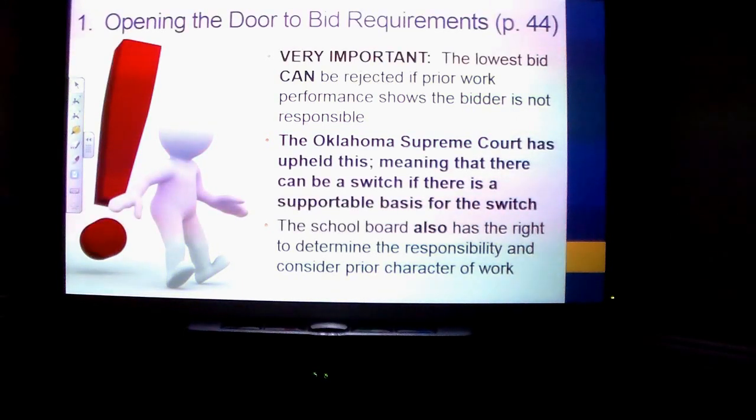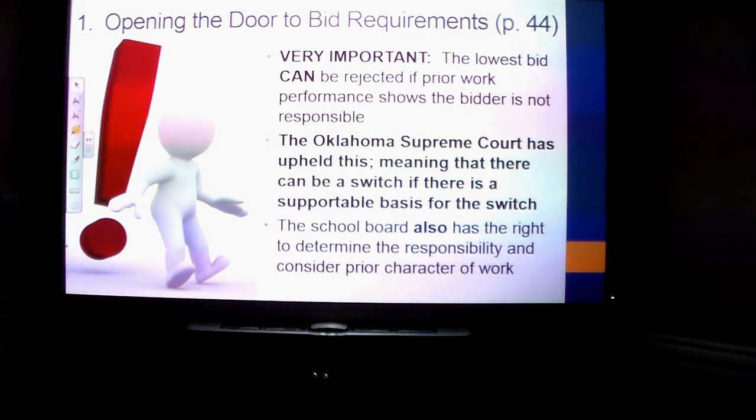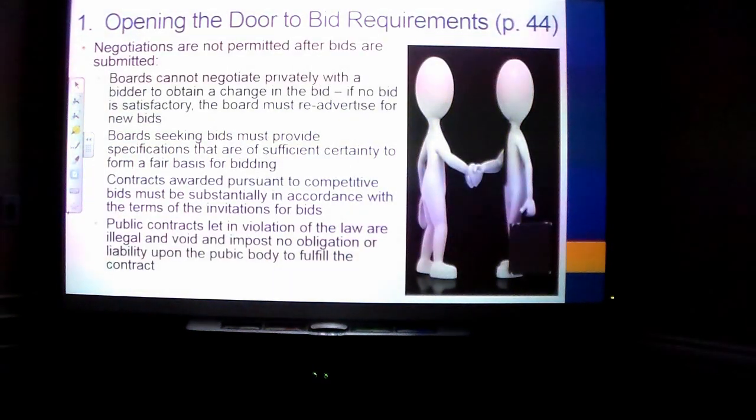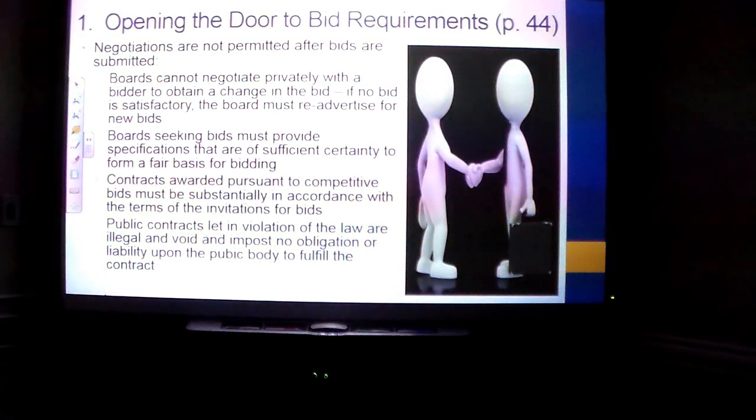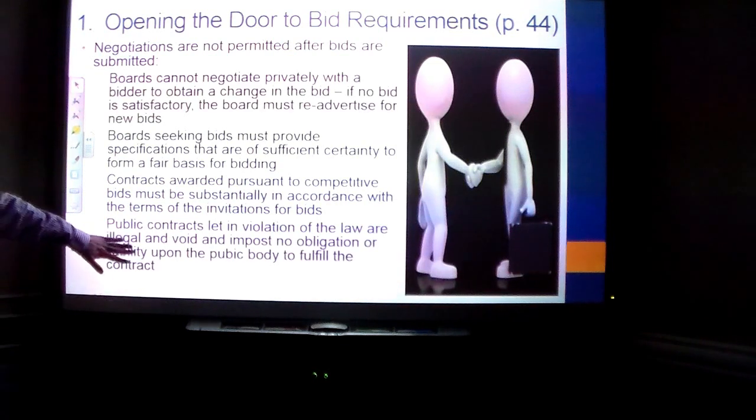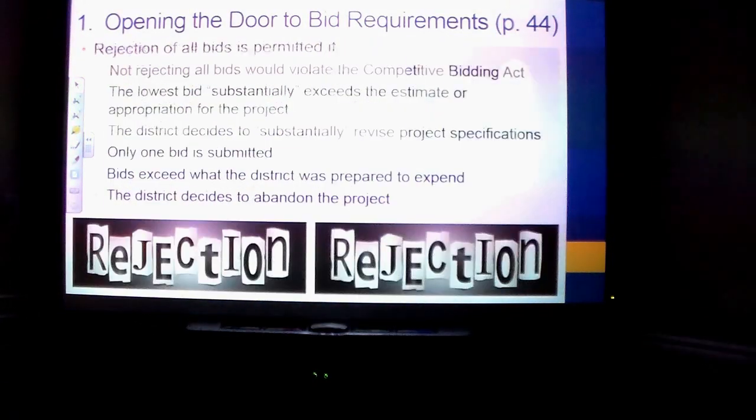The school board has the right to determine the responsibility and prior character of work and work that's been completed as well. So boards have no right to negotiate privately. Boards seeking bids must provide specifications that are of certainty to form a fair basis for bidding. Contracts awarded to competitive bids have to be in accordance with the terms of the invitation for the bids. Public contracts let in violation of the law are illegal and void and have no obligation and liability upon the public body to fulfill the contract. Basically what that says is, if you're doing something illegal, the contract automatically becomes void.